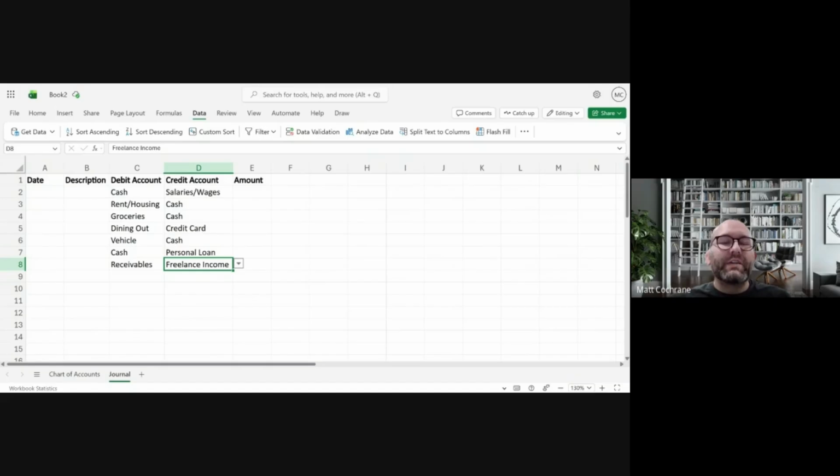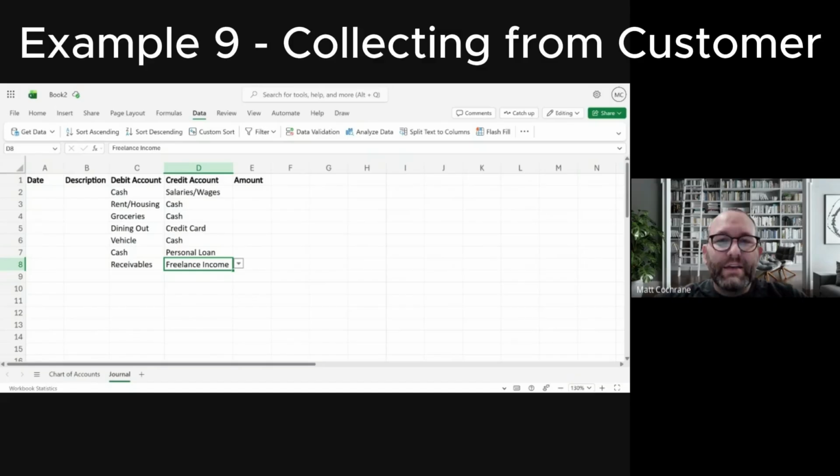When do you actually collect it, and what do you do? Well, when you collect the cash, obviously cash increases, and we know that assets increase with debits. So cash is going to be the debit side of it.